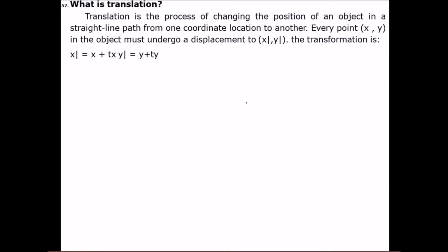What is translation? Translation is the process of changing the position of an object in a straight line path from one coordinate location to another. Every point x, y in the object must undergo displacement to, say, x dash, y dash. The representation is given by x dash = x + tx and y dash = y + ty. This tx and ty is common and constant for all the points in the shape.